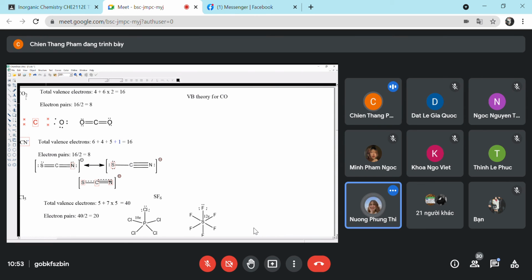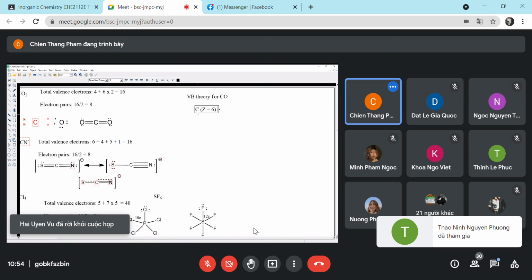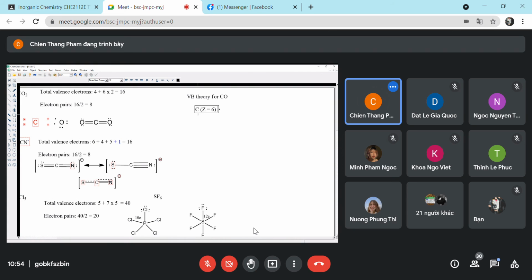Atomic structures of carbon and oxygen, please. So let's consider the valence electrons of carbon.